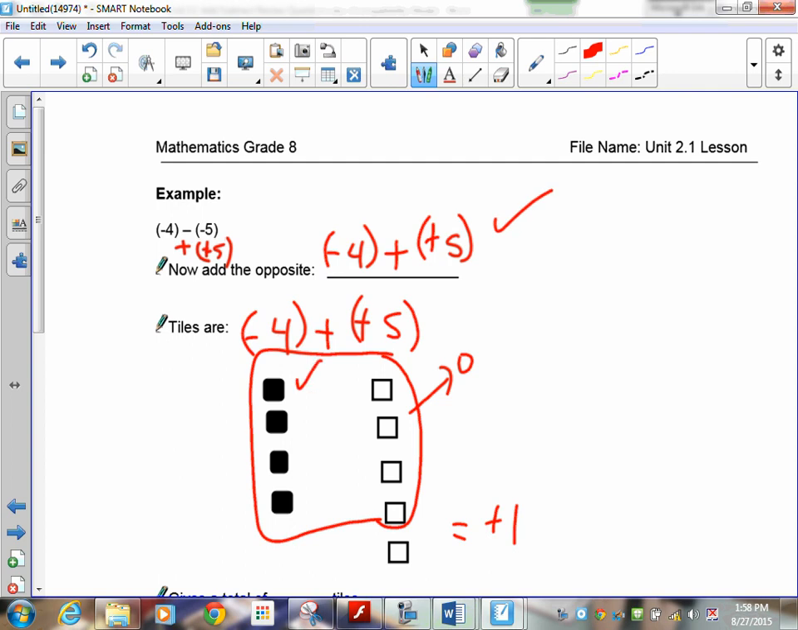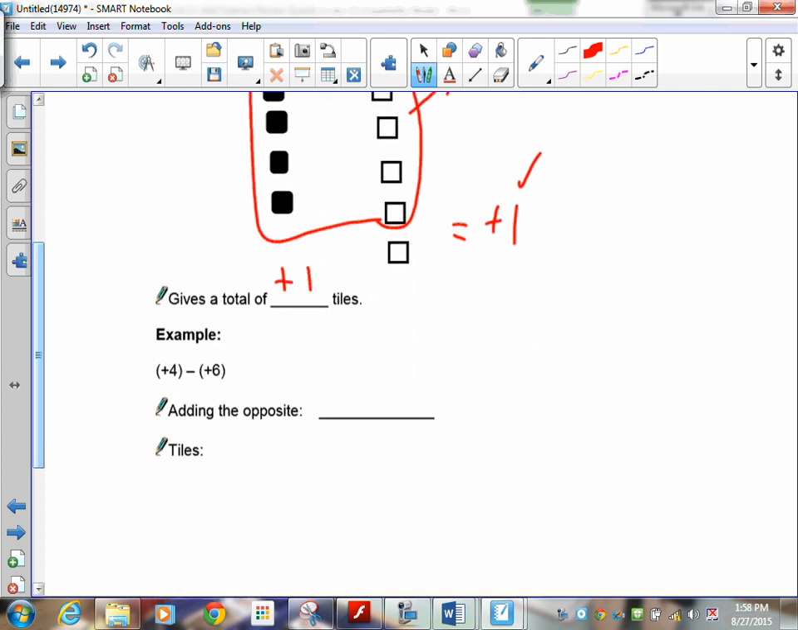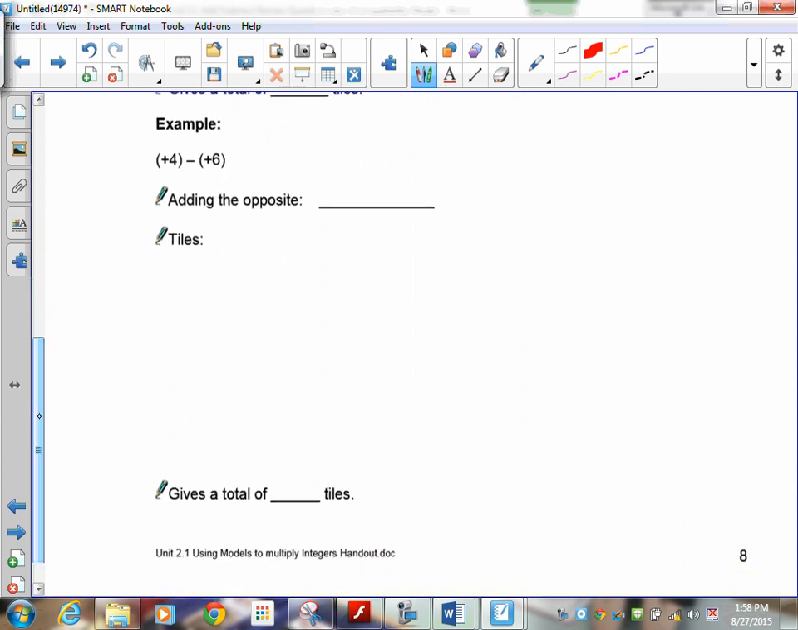Draw negative 4. Draw positive 5. 0 principal. What's left? You see, 5 marks. Okay, moving on. Okay, positive 1. Here's another one. Give this one a try.